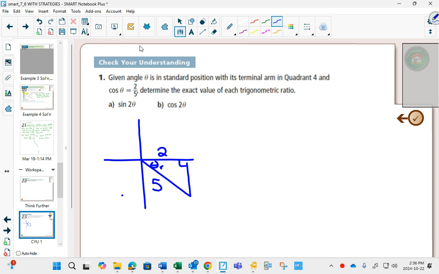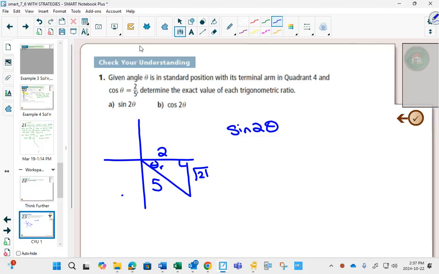A squared plus B squared equals C squared will give you square root of 21 for the other side. Then if I want to find sine of 2 theta, I don't know theta. It's a non-calculator question. There's no way I can figure out theta, because this isn't on my unit circle.